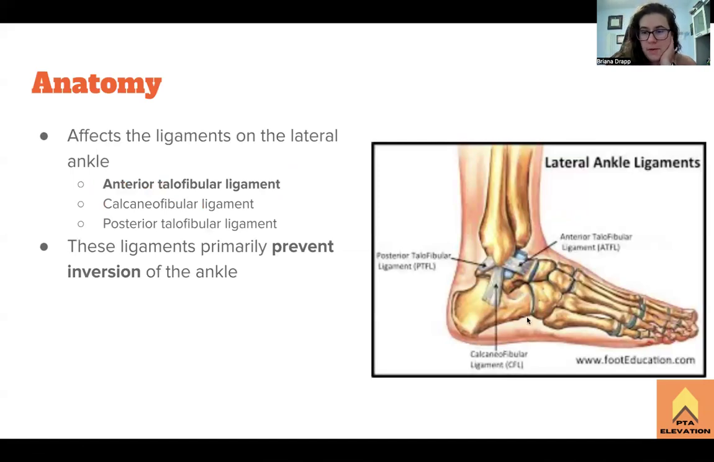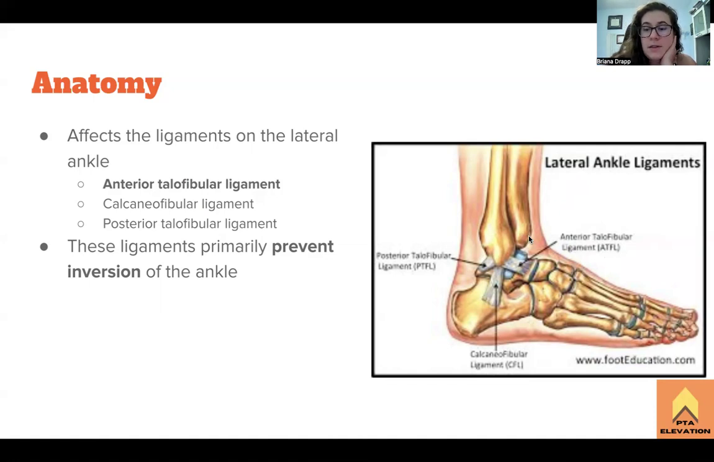I know it's a little bit of a blurry picture, but it's going to be the ligaments of the lateral ankle. Makes sense. The main ones that are affected, in the order of importance and potential tearing, is the ATFL, so anterior talofibular ligament, not tibiofibular. That's going to be up higher. That's like a high ankle sprain.